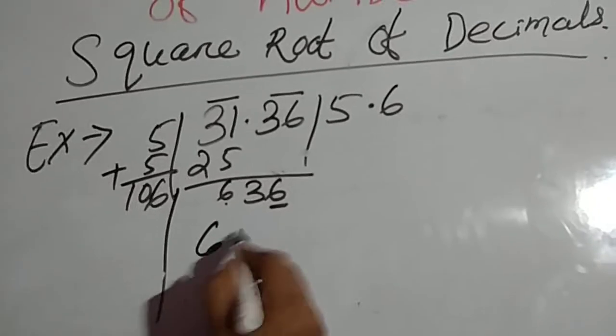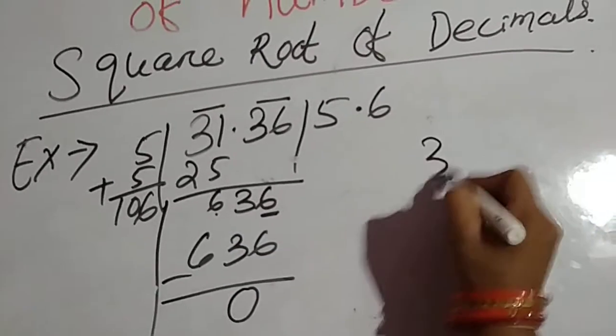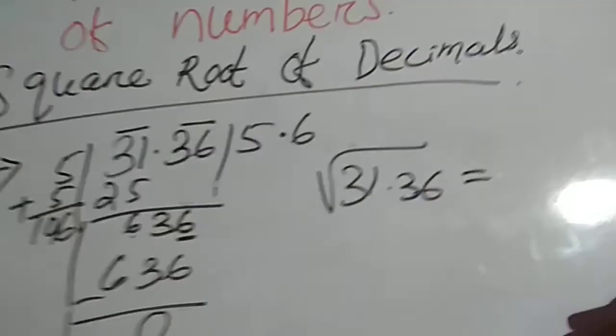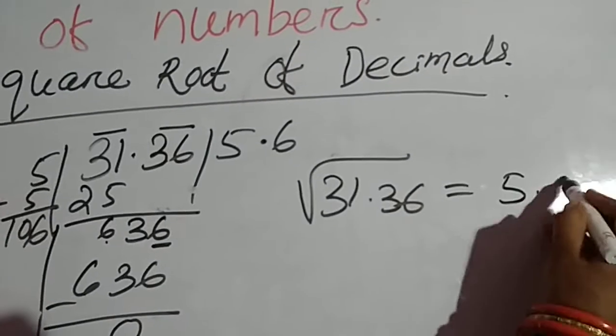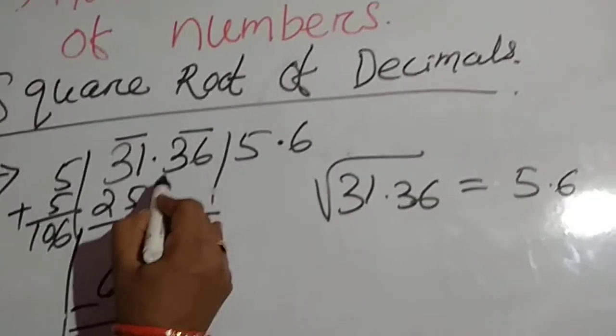Okay, so 636. Remainder is 0. Means the square root of 31.36 is equal to 5.6. Okay, so this is for two digits after the decimal.